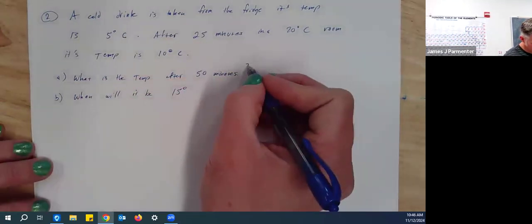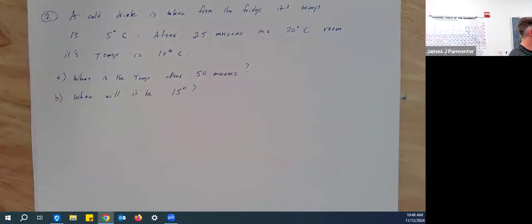And before we can do any of this, we have to figure out what the model for the temperature at time t is. I never remember this stupid equation. I've seen this equation so many times in my life. I could probably figure it out if I really had to.